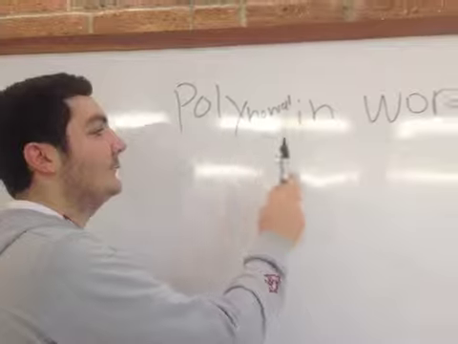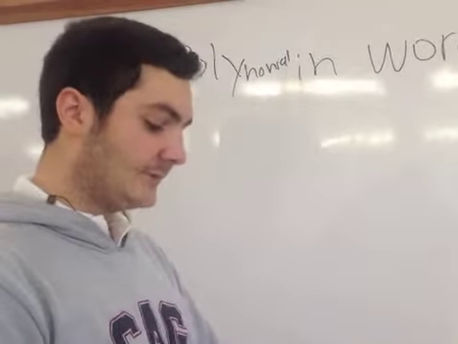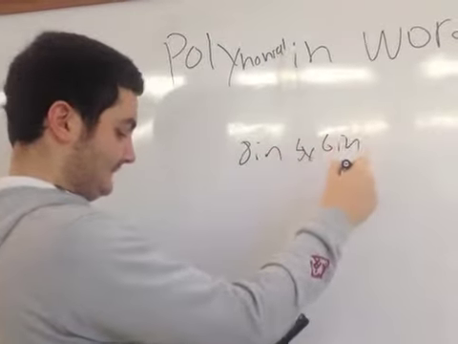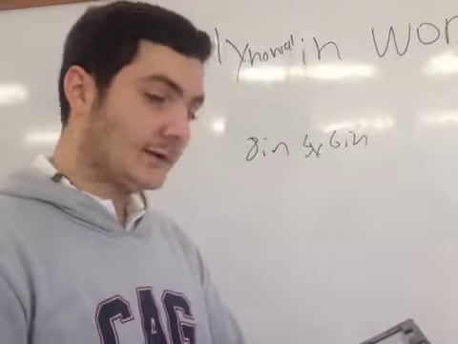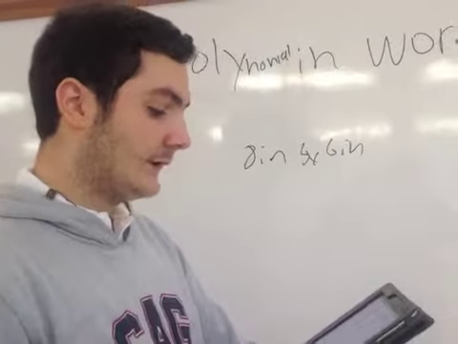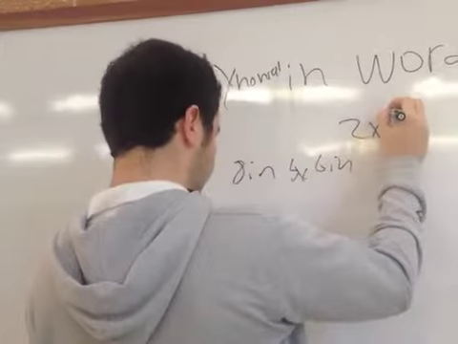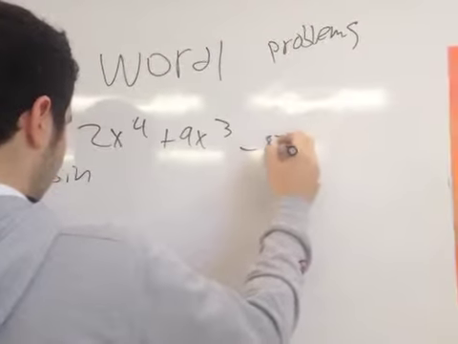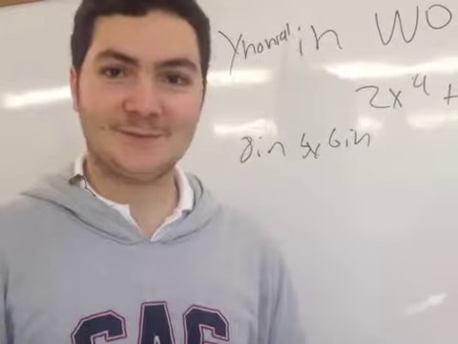An example of a polynomial in a word problem is a box with no top is to be made from an 8-inch by 6-inch piece of metal by cutting identical squares from each corner and turning up the sides. The volume of the box is modeled by the polynomial 2x to the 4 plus 9x to the 3 minus 87x to the 2 minus 49x plus 45. Factor the polynomial.